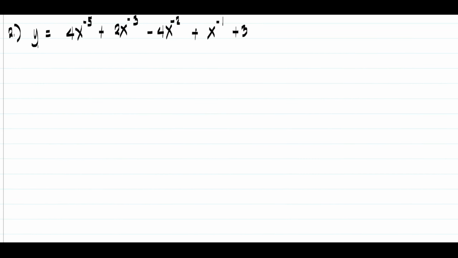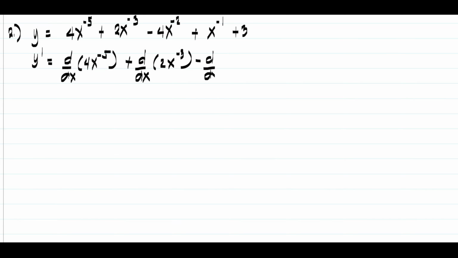On example number 2, we have y equals 4x raised to negative 5 plus 2x raised to negative 3 minus 4x raised to negative 2 plus x raised to negative 1 plus 3. To find the derivative of the given function, let us have y prime equals the derivative of 4x raised to negative 5 plus the derivative of 2x raised to negative 3 minus the derivative of 4x raised to negative 2 plus the derivative of x raised to negative 1 plus the derivative of the constant 3.